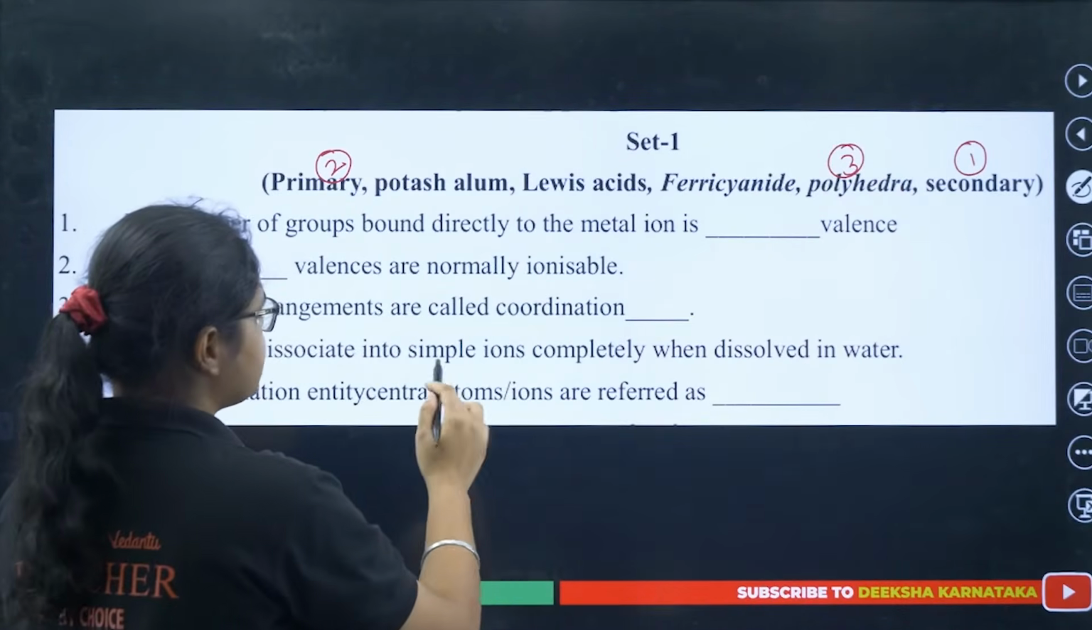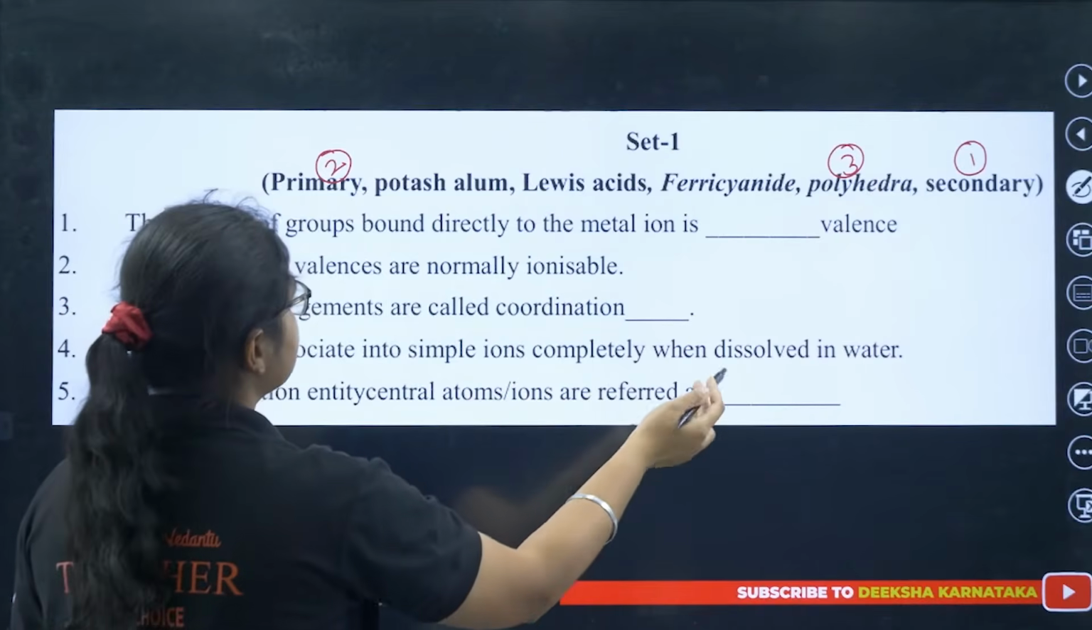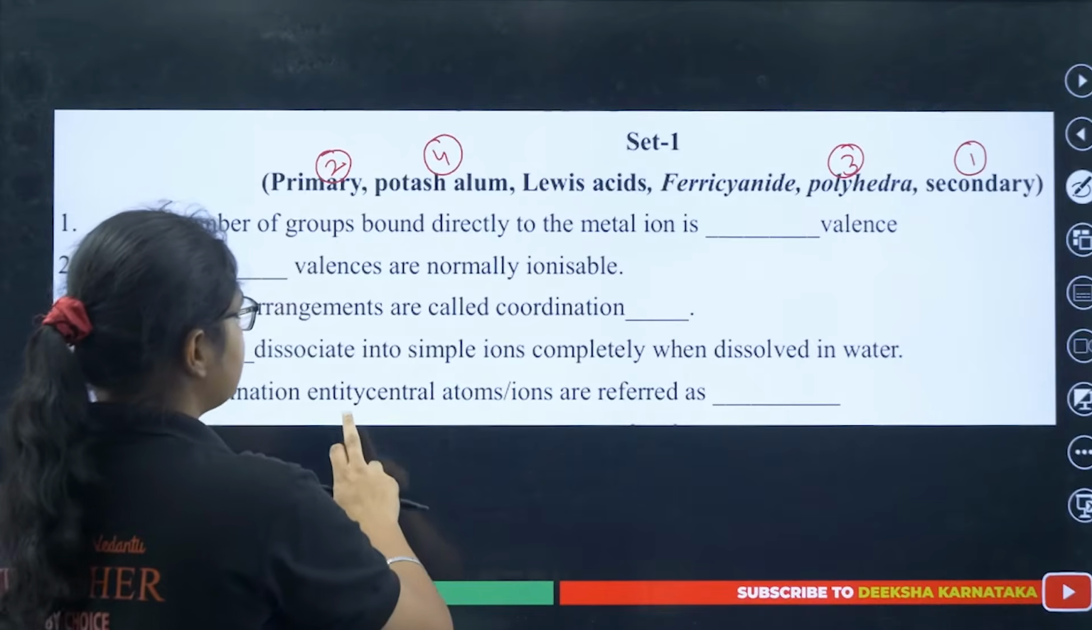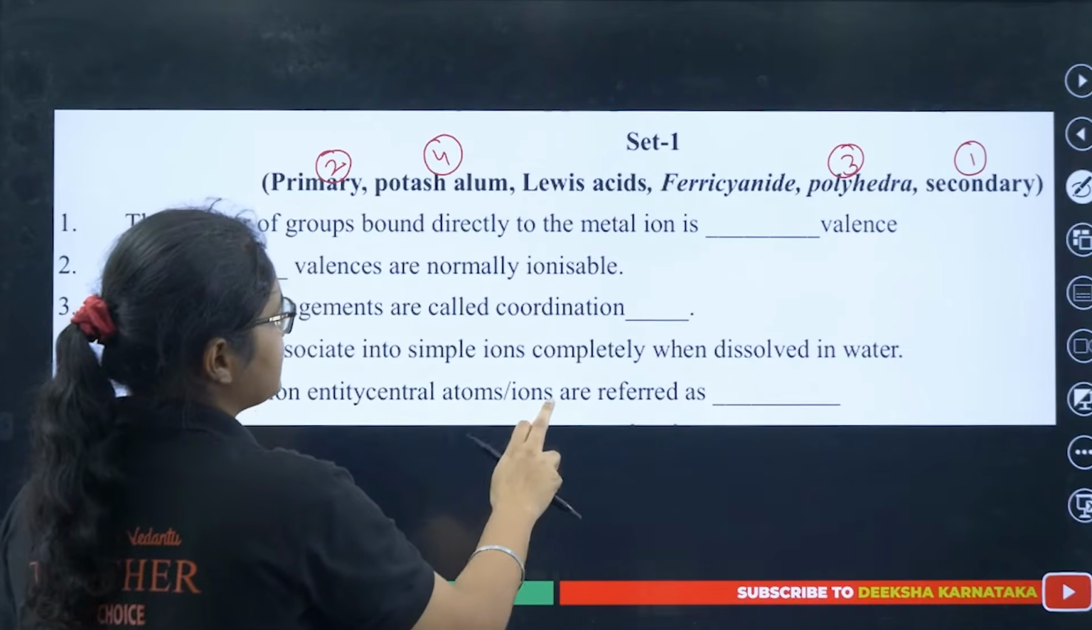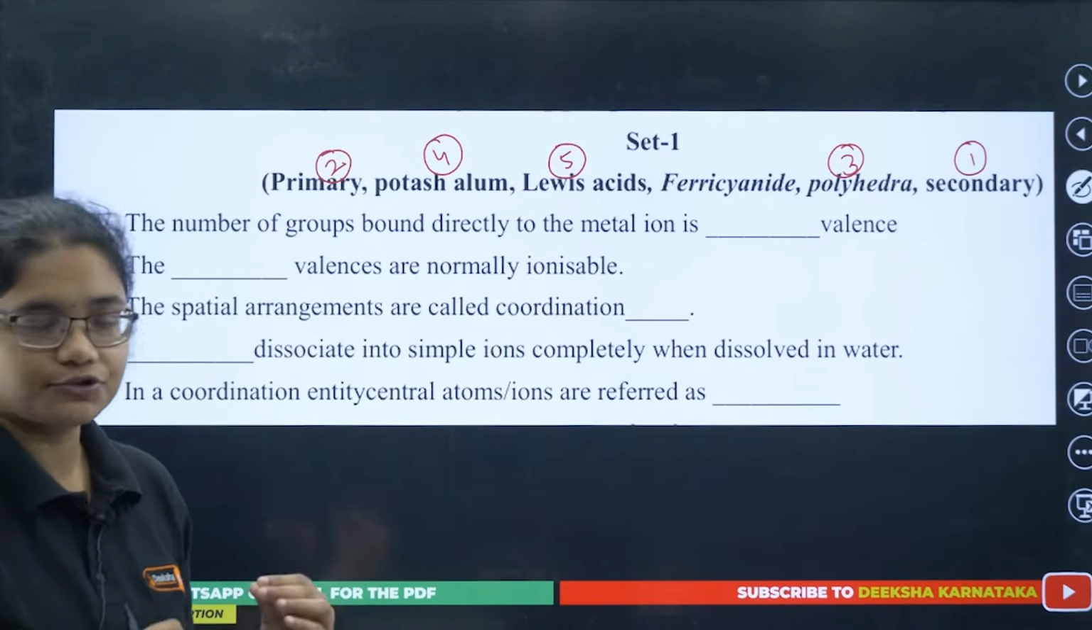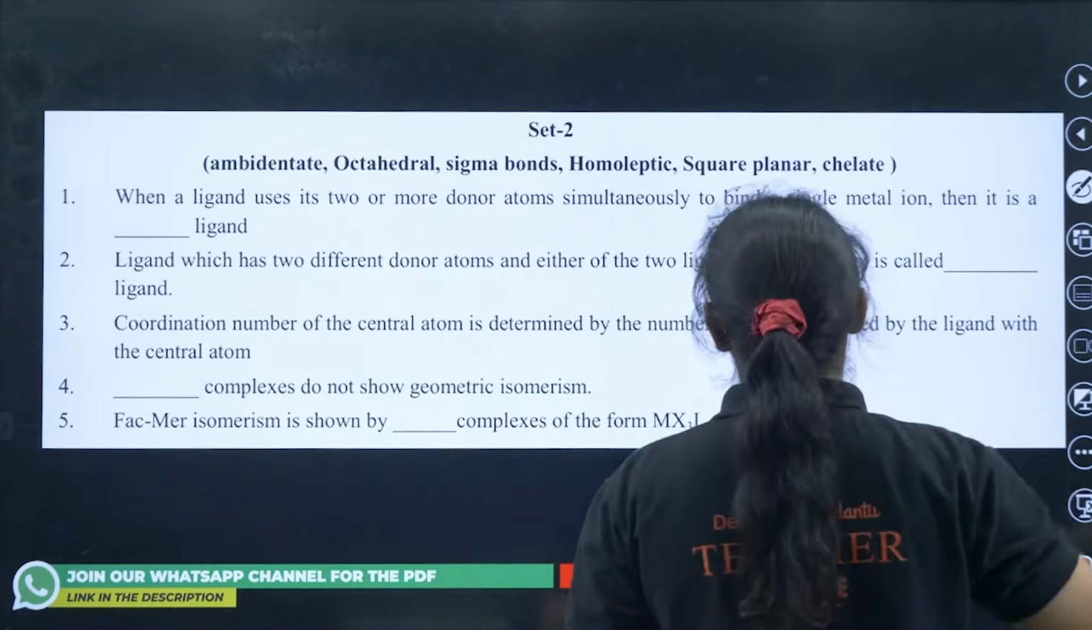Next, dash dissociate into simple ions completely when dissolved in water: potash alum. Next, in a coordination entity, the central atoms or ions are referred to as Lewis acids. Why? Because they accept electrons. Next, set 2, let's see.